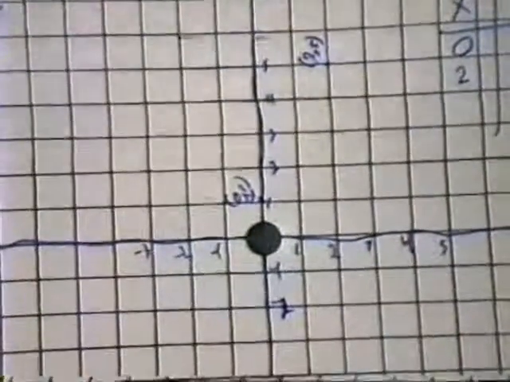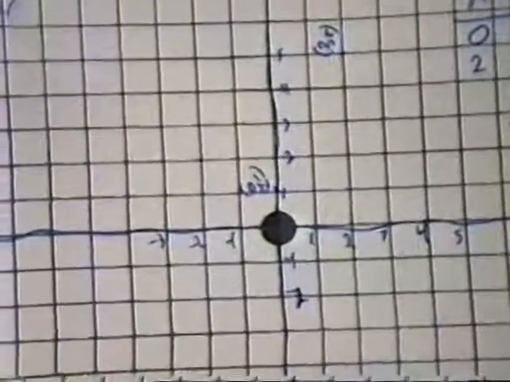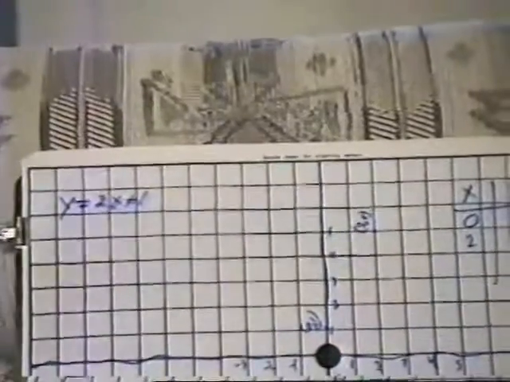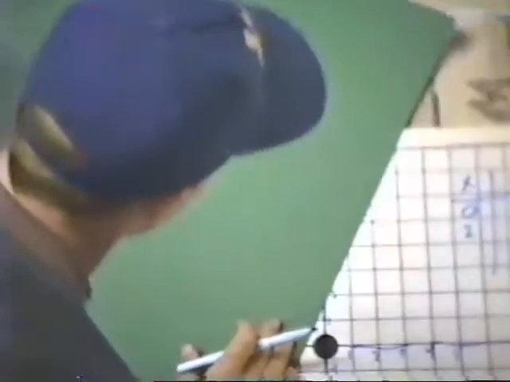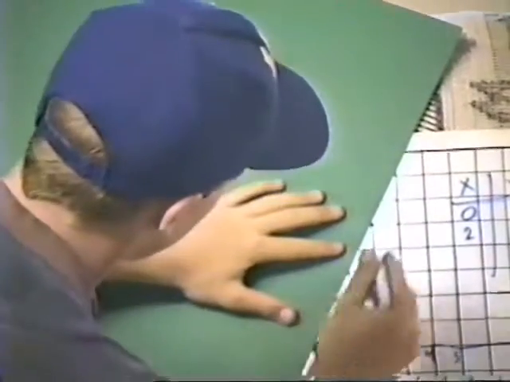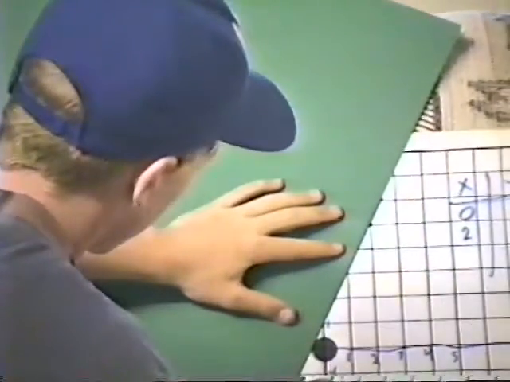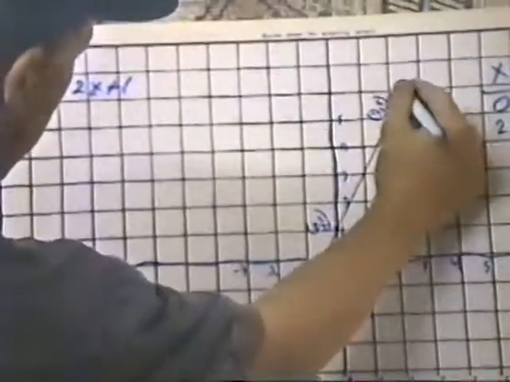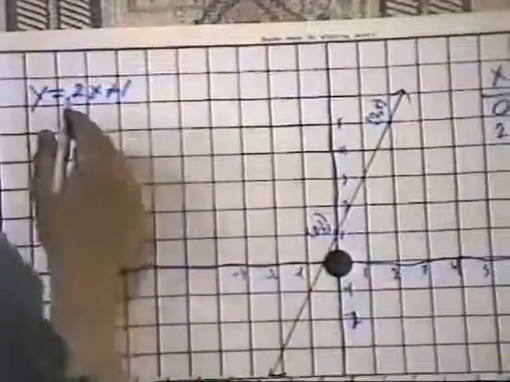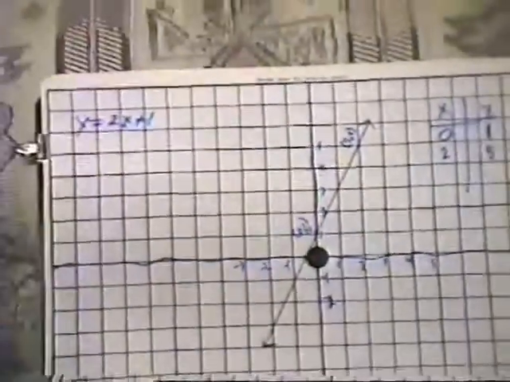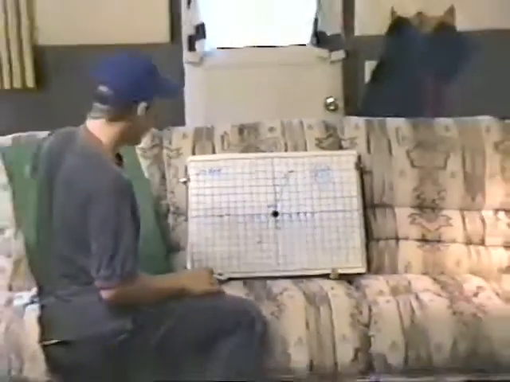Now, if you'll let me roll back over here, get myself a straight edge. I get my straight edge, and I connect the dots, basically. That line I just drew is called y equals 2x plus 1. That is that line.